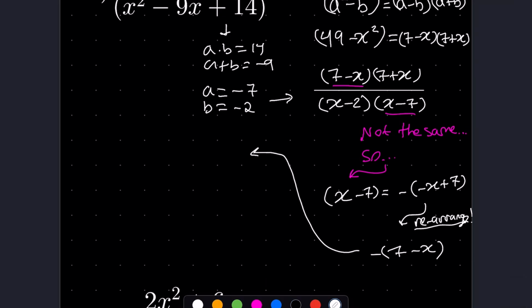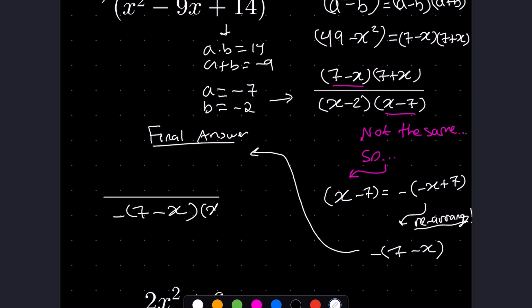And so how is that going to look? Well, the final answer is going to come from canceling out the top and the bottom, that 7 minus x. Let me just show real fast how the cancellation will look, because we have that denominator right there, and the numerator right here is 7 minus x and 7 plus x.